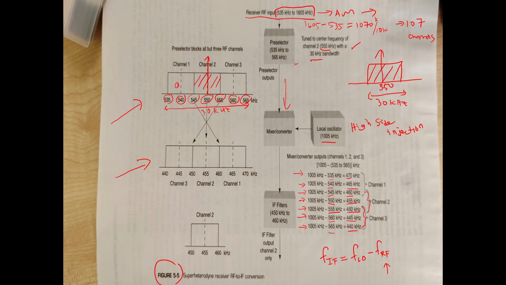Based on this calculation, we can see what happened. Channel 1 will be located over here based on the IF values that we already calculated. You see that channel 1 becomes the range from 460 until 470. This is channel 1. And then channel 2 from 540 until 460.